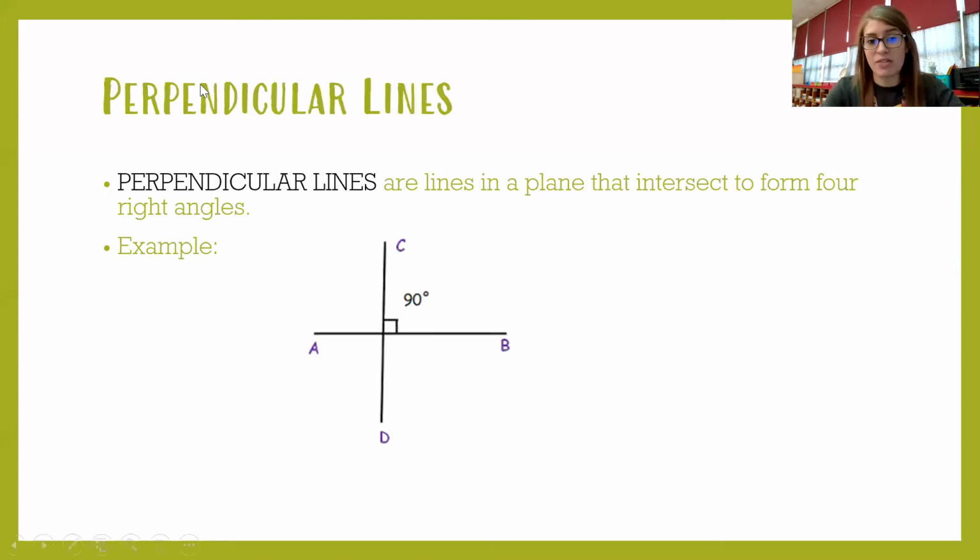So it looks just like this. Notice how these 2 lines have crossed, they've intersected. Here is 1 right angle. Well, all 4 of these corners are going to be right angles as well. So 1, 2, 3, 4 right angles. So perpendicular lines form a cross. That's the best way to think of it: perpendicular lines form a cross.